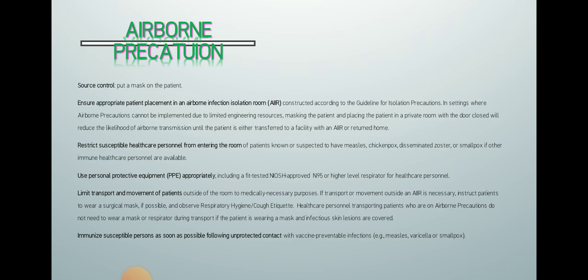or returned home. Restrict susceptible healthcare personnel from entering the room of patients known or suspected to have measles, chickenpox, disseminated zoster, or smallpox if other immune healthcare personnel are available. Use personal protective equipment, or PPE, appropriately, including a fit-tested NIOSH-approved N95 or higher level respirator for healthcare personnel. Limit transfer and movement of patients outside of the room to medically necessary purposes.